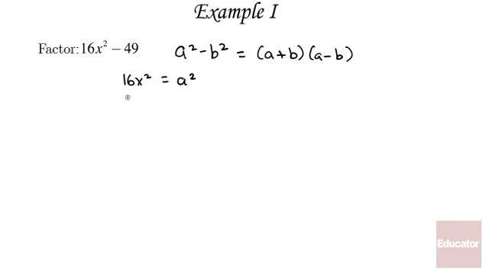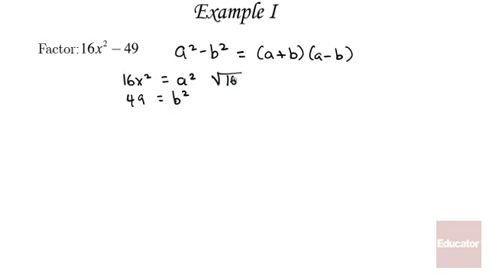Okay, in the first example, I look up here and I notice that I have an expression in the form a squared minus b squared. So this is the difference of two squares. And I recall that this factors to a plus b times a minus b. So I'm looking and I have 16x squared equals a squared. And I have 49 equals b squared.